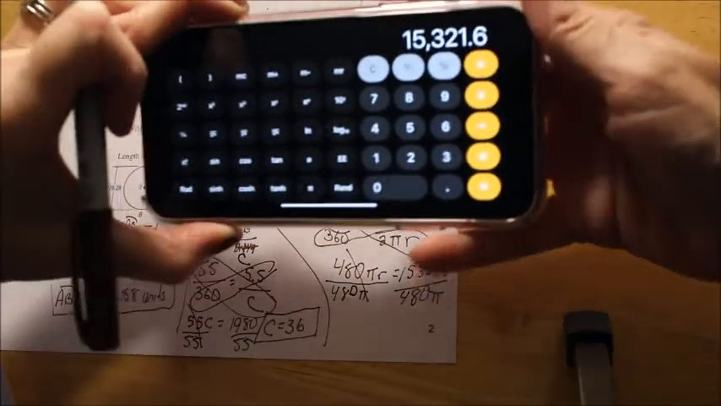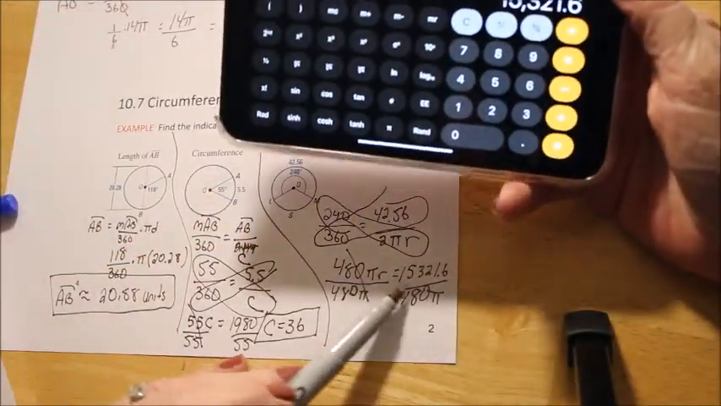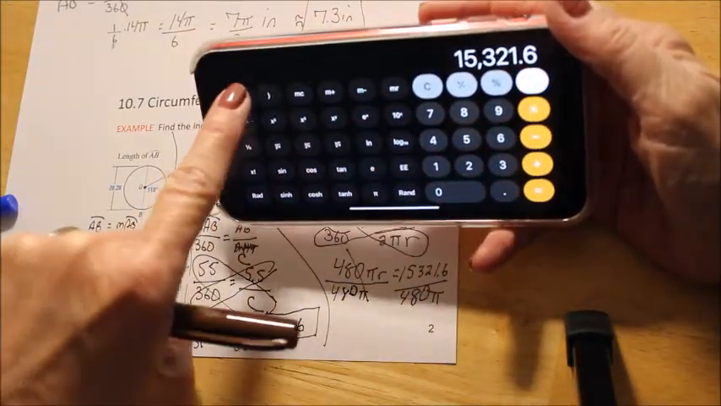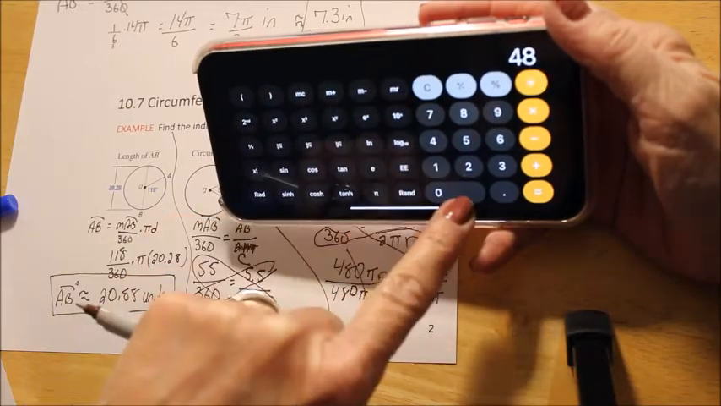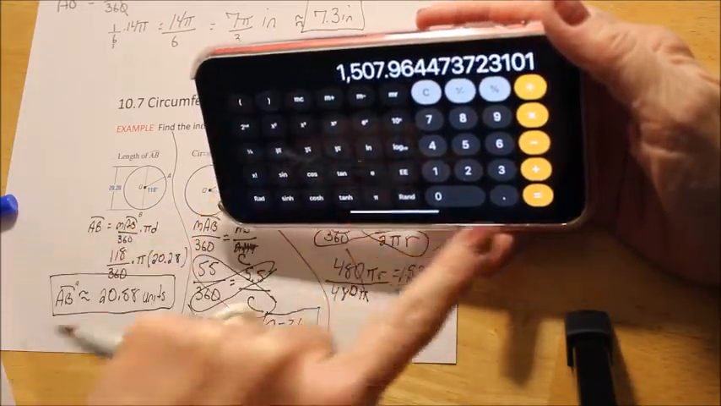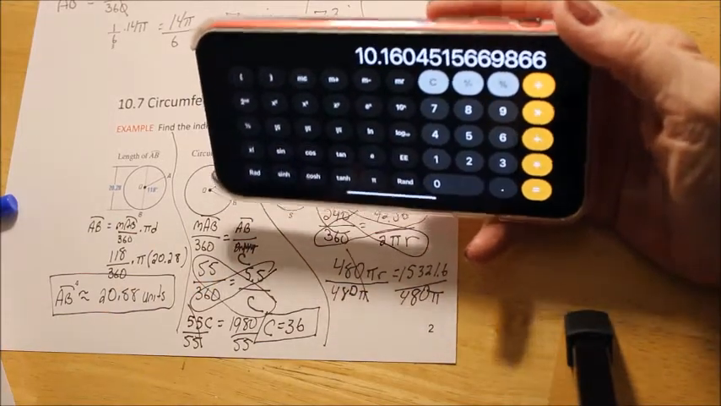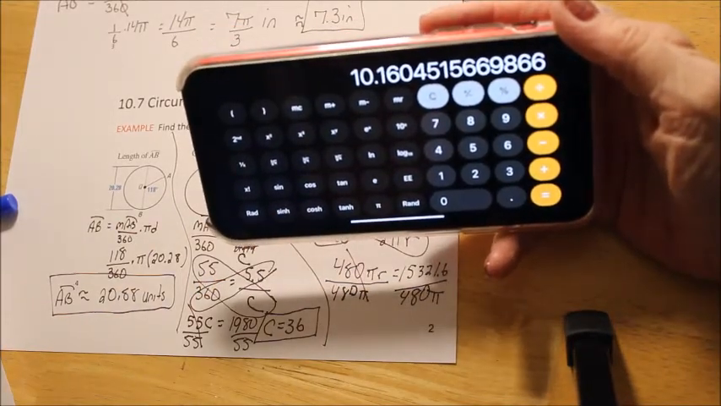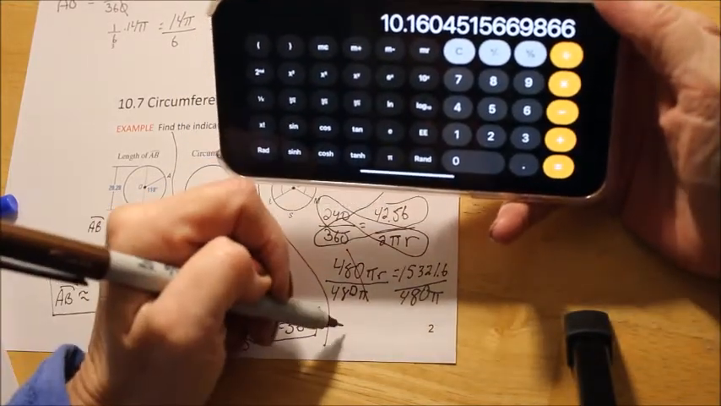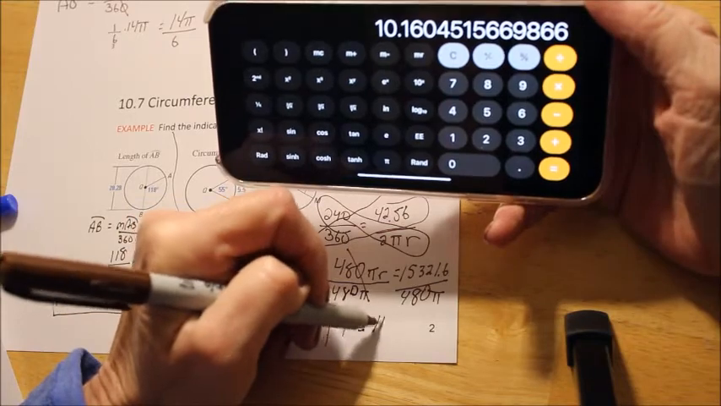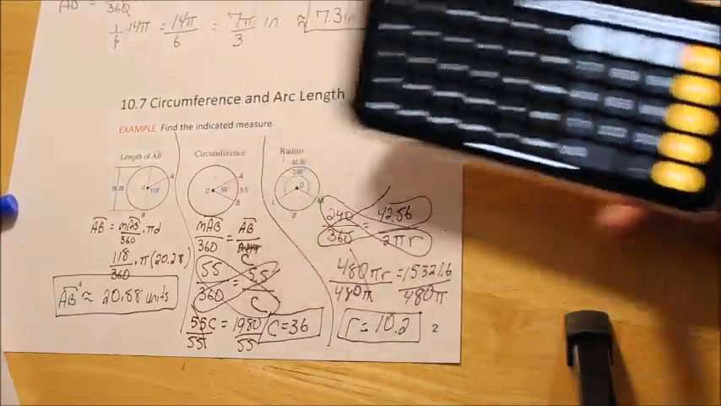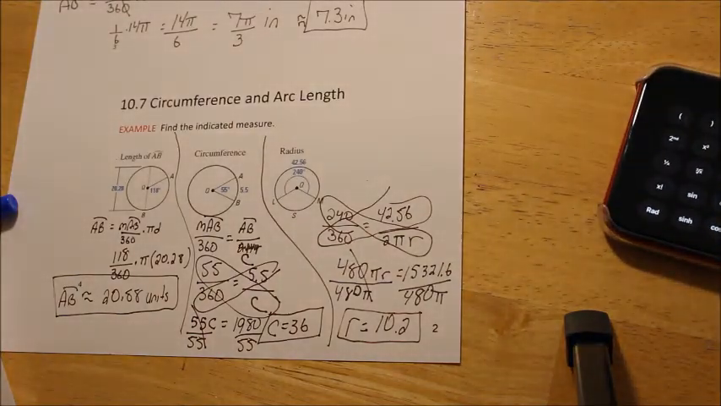So here I am at 15,321.6, and now I'm going to divide the whole thing by 480 pi. So I'm going to hit divide, parentheses, 480 times pi, close parentheses, then hit equals. And I got about 10.16, or maybe I can just say about 10.2. And that is going to be r. Okay, guys. All right. So that is called arc length.